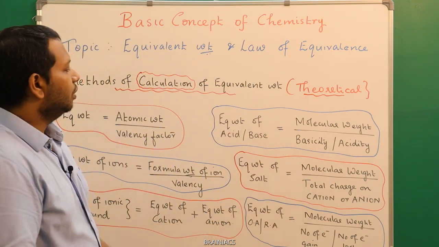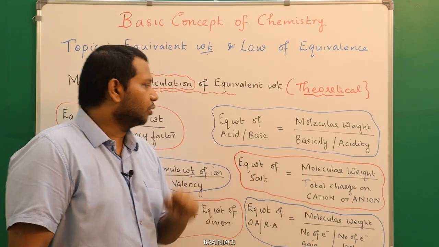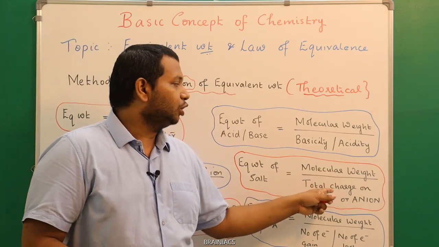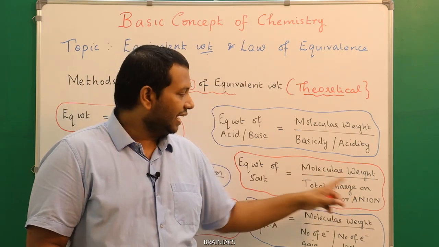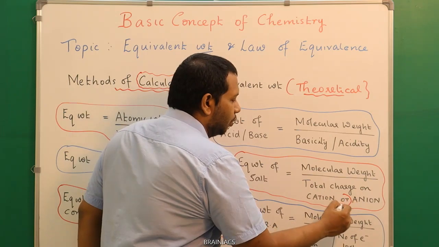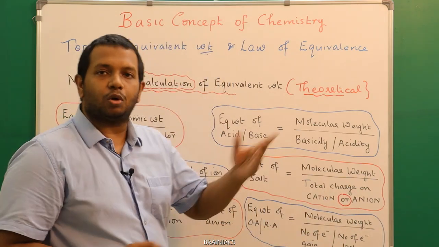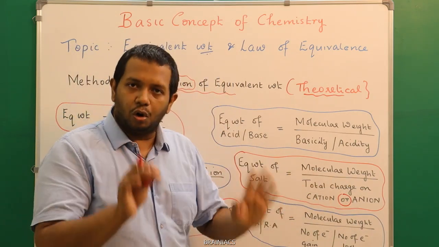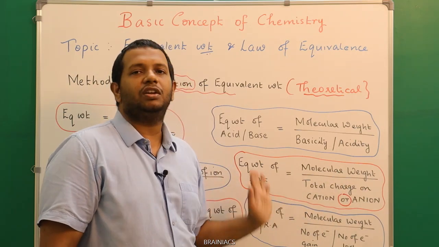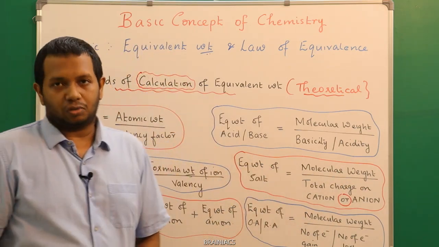Now, if it is a salt, equivalent weight of the salt is molecular weight divided by total charge on the cation, or, very important, I am emphasizing the term or, either you calculate the total charge on the cation or the total charge on the anion. Substitute it and divide, and you will get the equivalent weight of the salt.